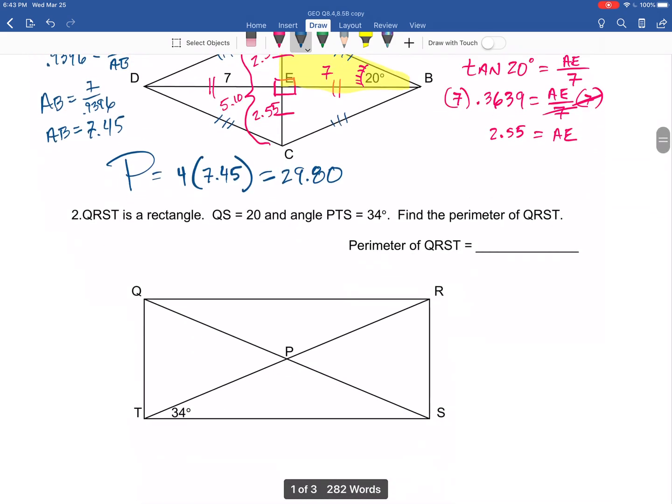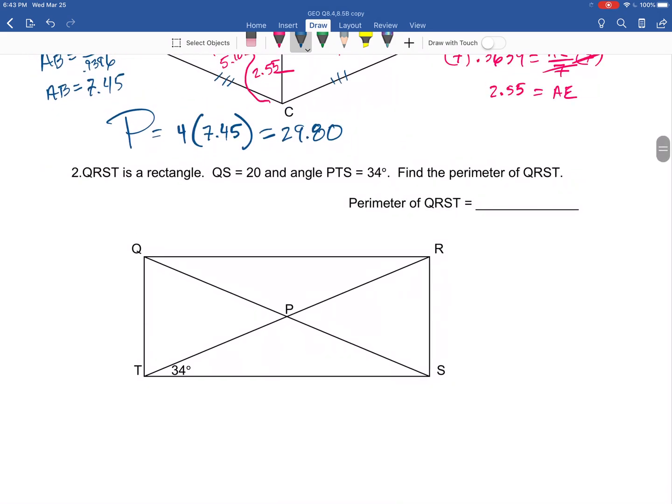Okay, here we go. Number 2. Hey, it's a rectangle. I want to find the perimeter. Well, first of all, what I think I'm going to do is this. I do know this, that QS is 20. So that's this distance right here. Okay, what else did they give me? Angle PTS is 34. Yeah, I see that. It's a rectangle. Now, what do we know about the diagonals of a rectangle? The diagonals are equal. So this is also 20 from here to there.